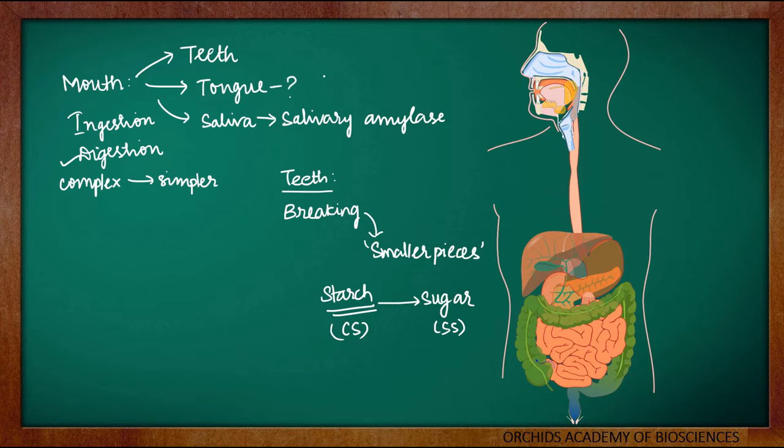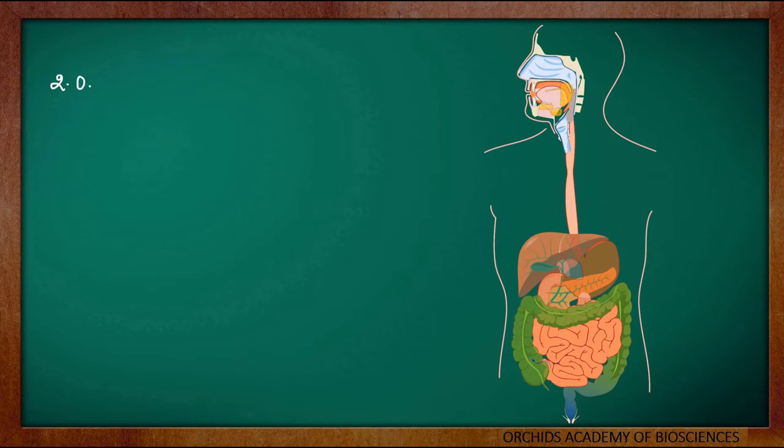Then what is the function of tongue? Tongue is responsible for mixing the food with the saliva. So in mouth what happens is teeth breaks the bigger pieces of food into smaller pieces, and then the salivary amylase which is present in the saliva will convert the starch which is present in the food into sugar, and the tongue will mix the saliva with the pieces of food present in our mouth. Moving on to the next part of the digestive system, that is esophagus.